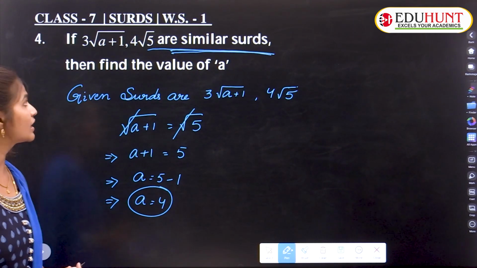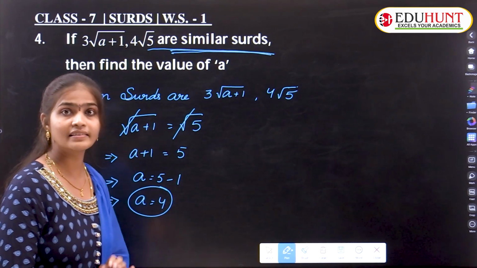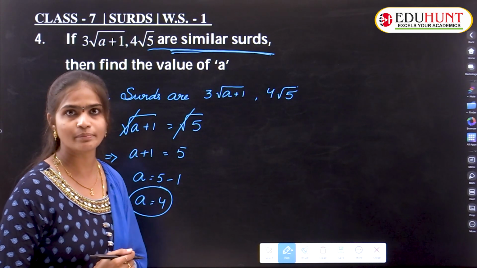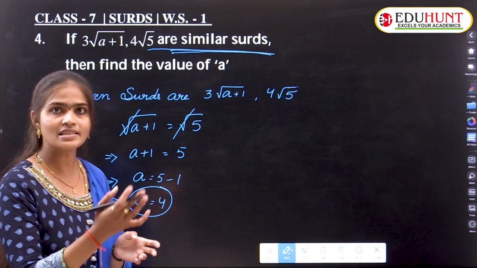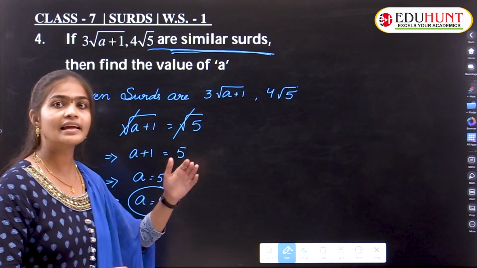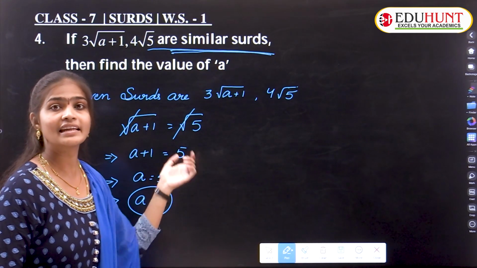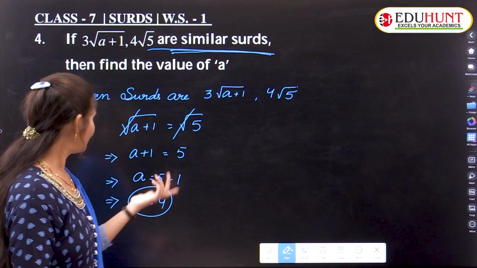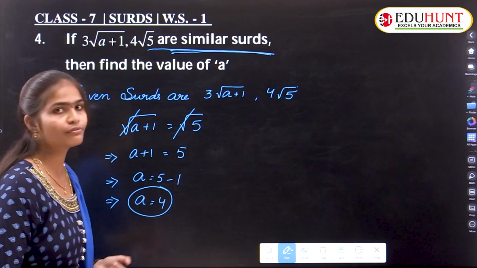So just you have to keep one thing in your brain: if the given surds are similar, then their irrational part should be the same, whatever it may be about the rational part. If the rational parts are different, then also no problem. We just have to observe their irrational parts. If their irrational part is the same, then we can find the values. Whichever value we need to find, that one we can find out.